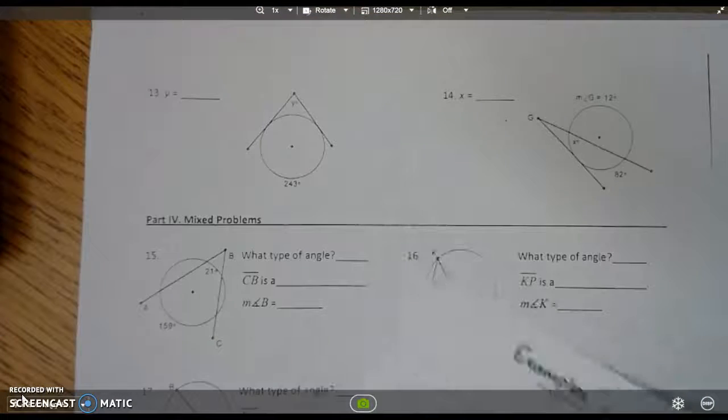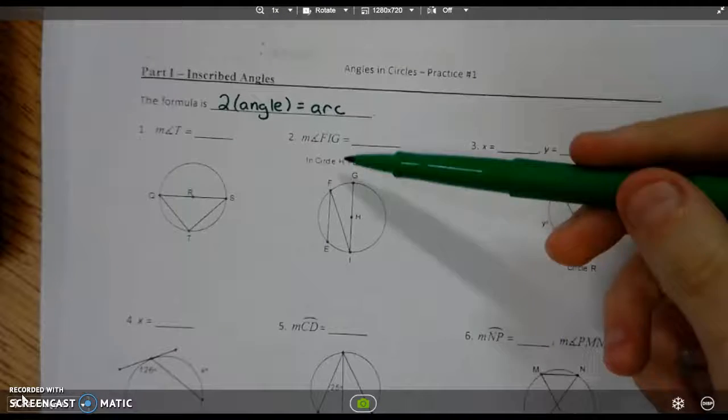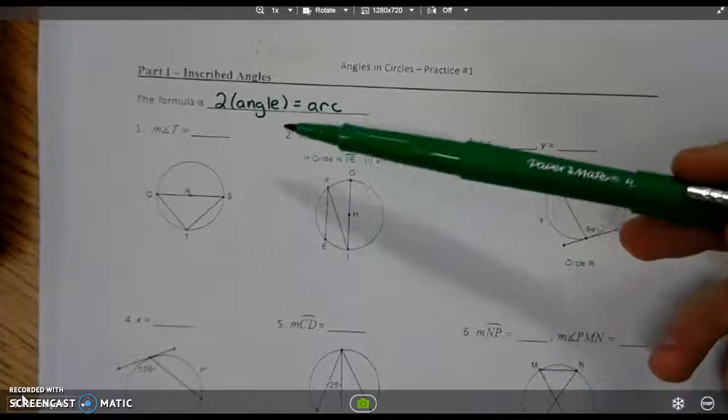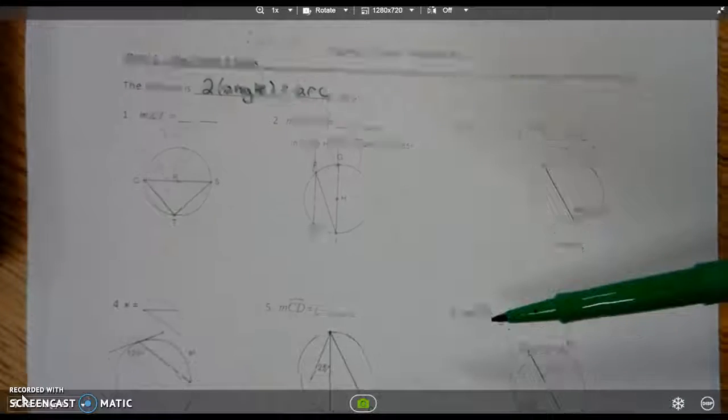Okay, y'all are working on this paper right here. I'm actually going to start on the back of the first page and talk about these formulas real fast. So you have 2 times the angle equals the arc. You should know this one. 1 through 6 should be the easy part.